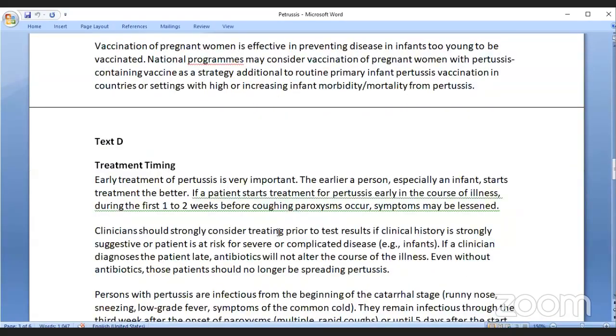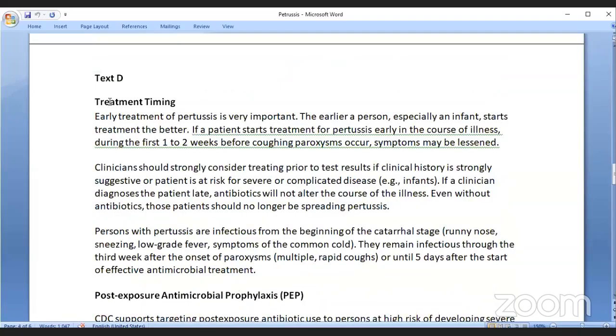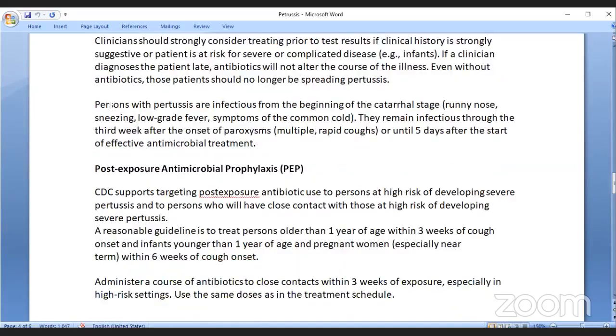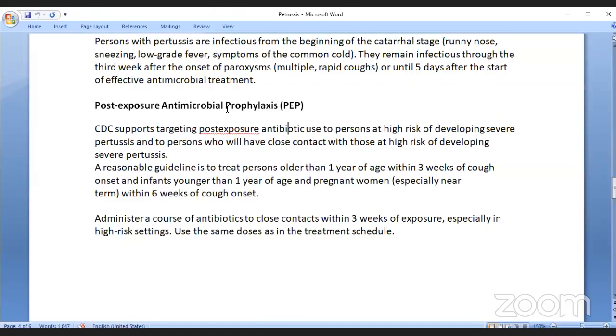Okay, and then we have part D, in which there is timing of treatment. In early stages, what we need to do. Then what a person can do if there is an infant, when to start the treatment. Clinicians should strongly consider treating prior to test results if clinical history is strongly suggestive. Persons with pertussis are infectious, then post-exposure antimicrobial prophylaxis. We don't even need to read this part because you already know what this means.